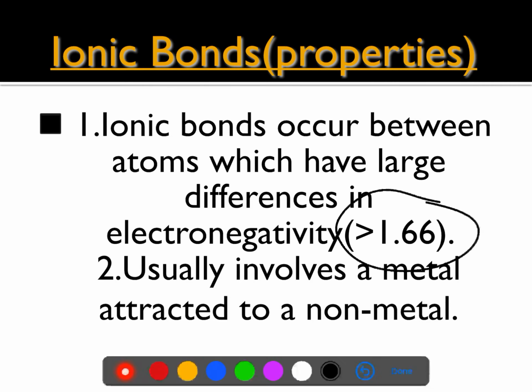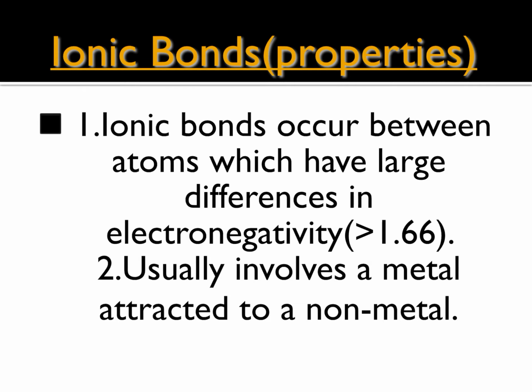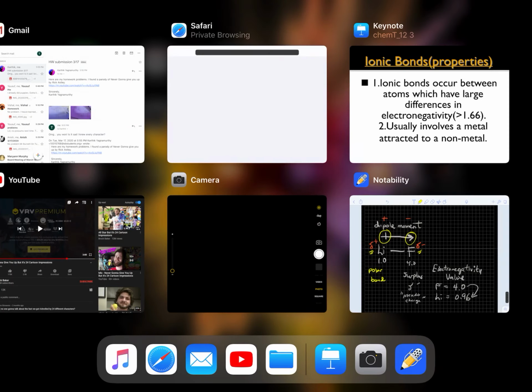This number is important. On a test, they'll ask you, hey, are these bonds ionic or covalent? And in the past, we've always said, well, metal to nonmetal is ionic. Everything nonmetal to nonmetal is covalent. Well, that's usually true. But you have to take a look at the electronegativity values. There are some exceptions.